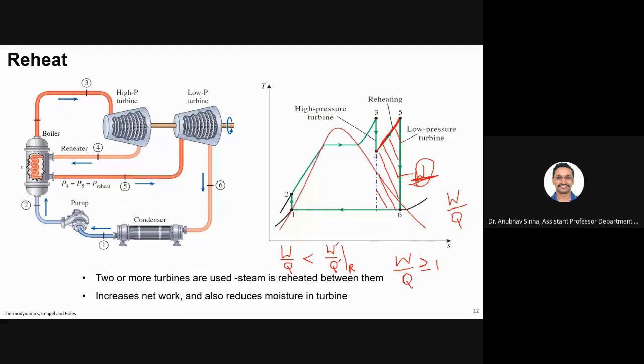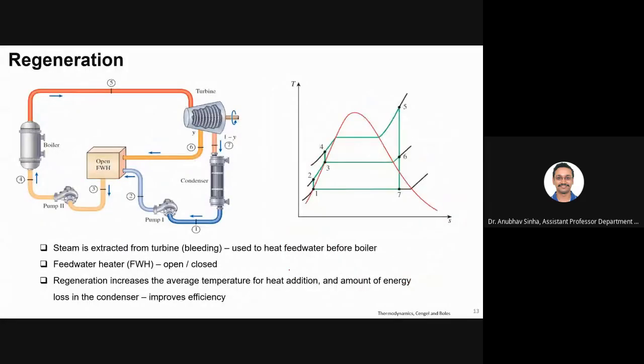Let us talk about another concept which is called regeneration. We have anyway studied regeneration, so let me go briefly. What will happen is that steam is extracted from a turbine. We are not allowing all the steam to pass through it. We take out some amount of steam midway. This is called bleeding.